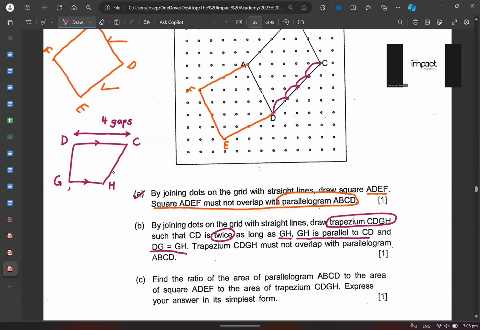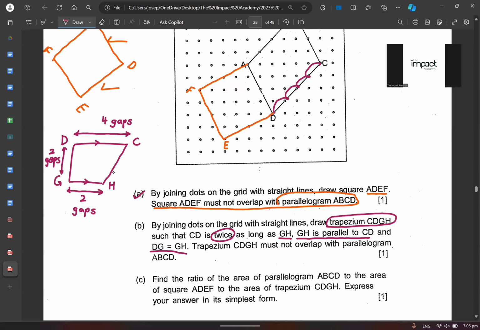So that means to say this is how many gaps? 2 gaps. Agree or disagree? Can you see it? Can you understand or don't understand? Okay, so we have all of these things, 2 gaps over here.